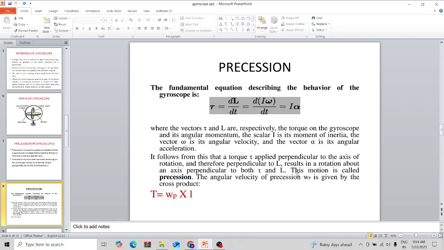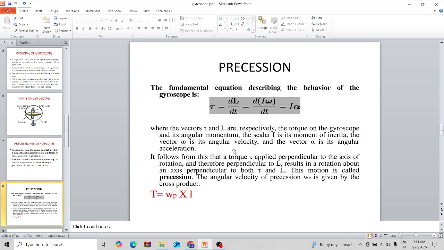The basic equation in precision is a relation connecting the torque tau, L the angular momentum, I the moment of inertia, omega the angular velocity, and alpha the angular acceleration. It says that when the external torque is applied perpendicular to the axis of rotation, and therefore perpendicular to the angular momentum, it results in rotation about an axis perpendicular to both the torque and angular momentum. This motion is said to be precession.